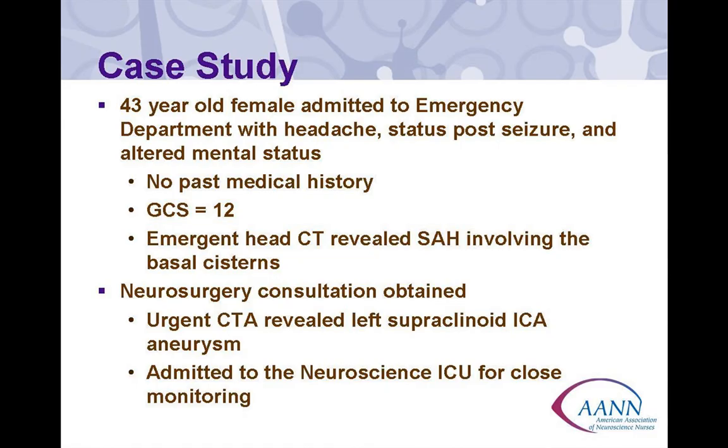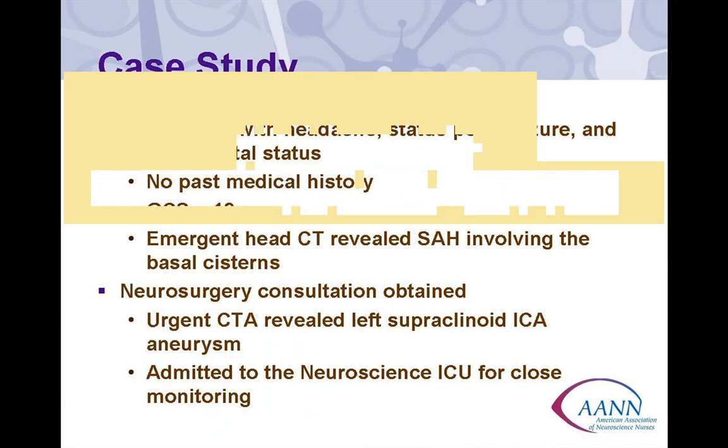The case study is of a 43-year-old female that was admitted to the emergency department with headache, status post-seizure, and altered mental status. She had no past medical history. Her admission GCS was 12. The emergent head CT revealed subarachnoid hemorrhage involving the basal cisterns. Neurosurgery consultation was obtained, and an urgent CTA revealed a left supraclinoid ICA aneurysm. The patient was admitted to the neuro ICU for close monitoring.